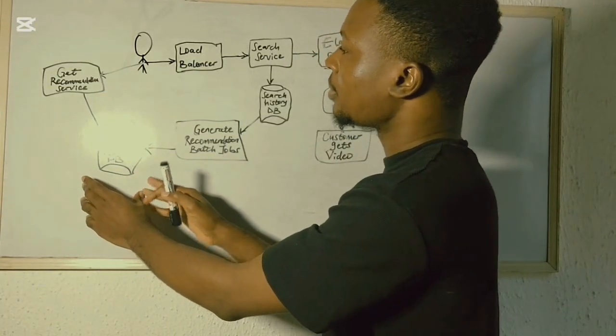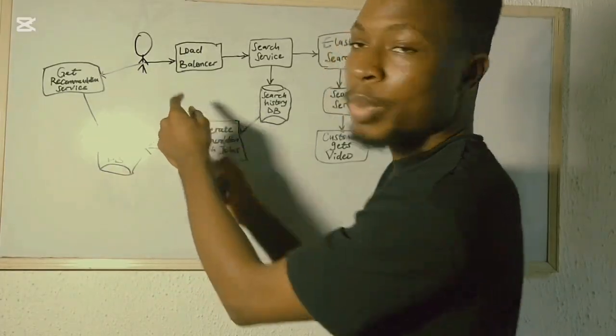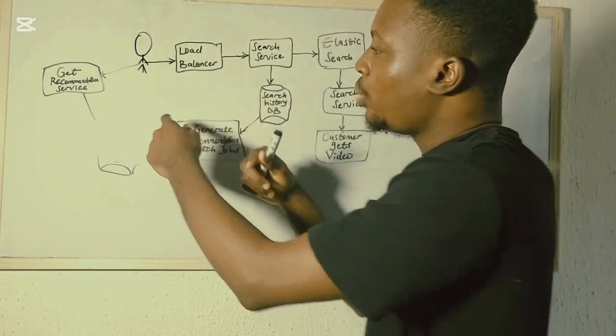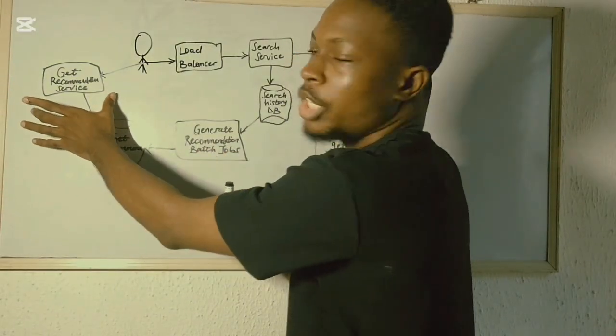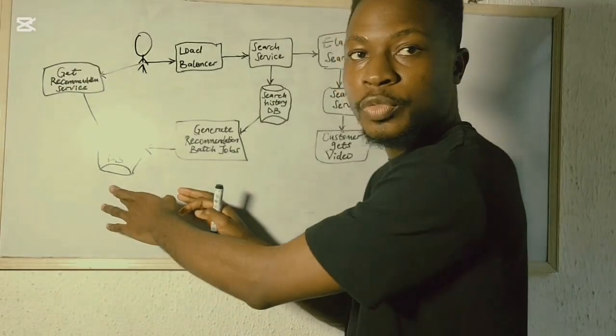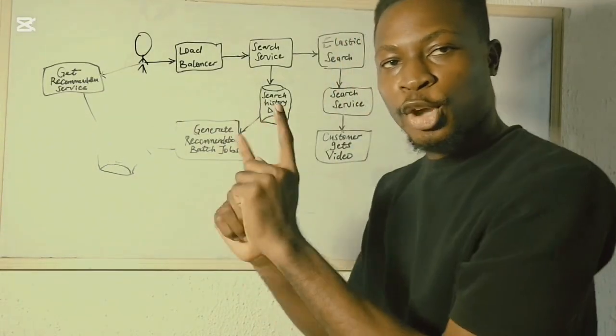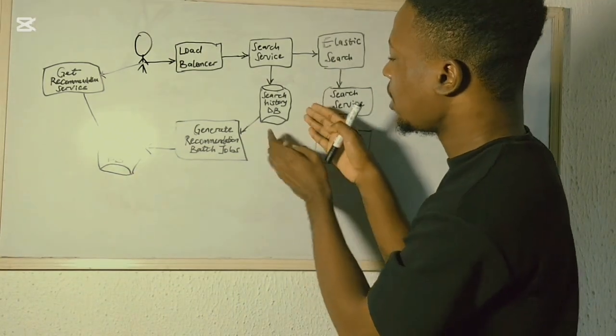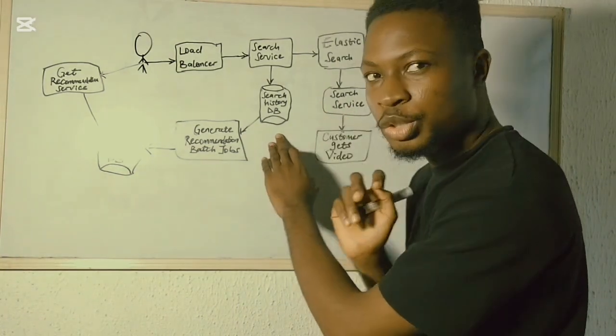After it saves it there, and you go back to your home page on YouTube and just refresh the home page, there's a get recommendation service that fetches all the recommended videos for you from the database. A quick one: once you search for a term on YouTube, it saves that request to our search history database.